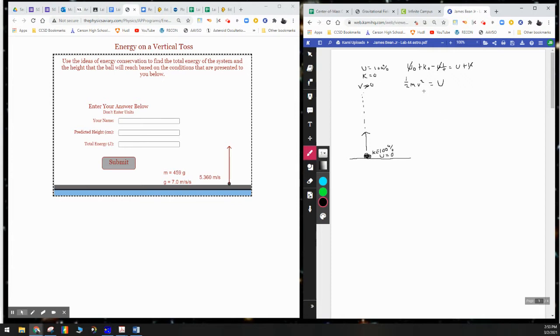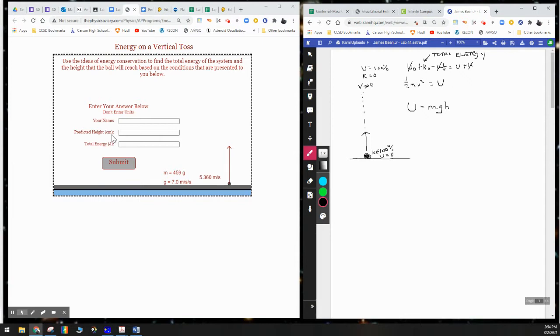So the total energy is basically right here. Our starting kinetic energy, whatever it is, is going to be our total energy. So this is going to be U. Whatever this turns out to be is going to equal our final potential energy. Once we have our final potential energy, we can use mgh to figure out what the maximum height should be. Now be careful, this is in centimeters.